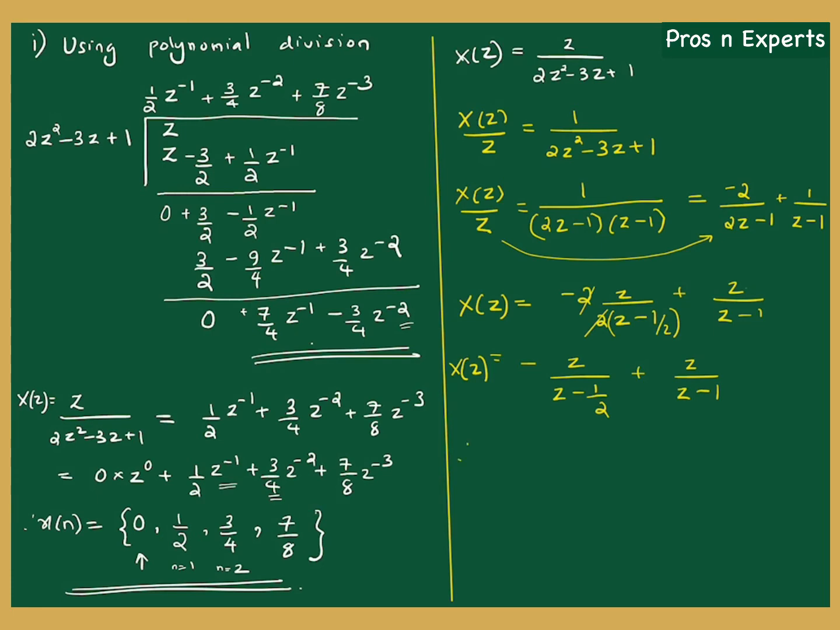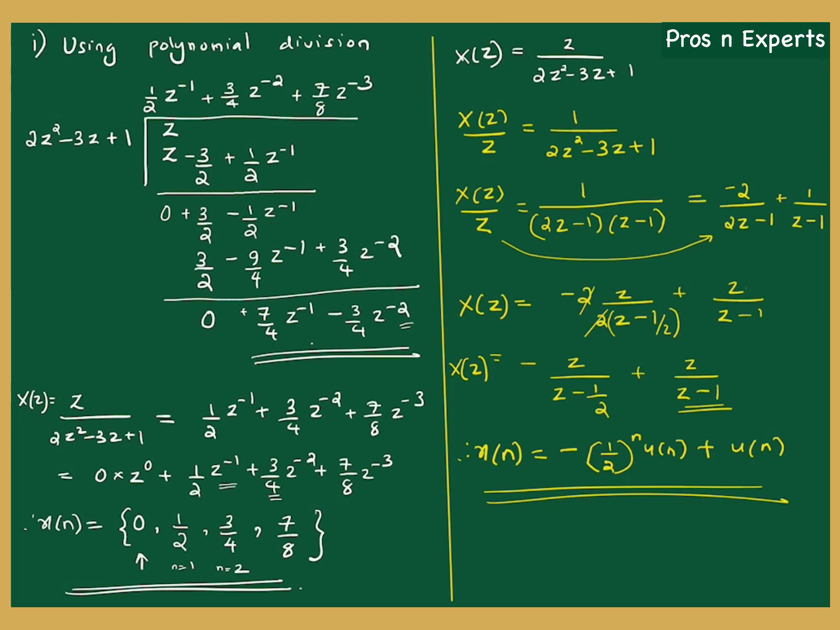So what is the inverse transform? Therefore x of n is equal to minus, what is the inverse transform of z by z minus half? It is half raised to n u of n, plus what is the inverse transform of z by z minus 1? It is simply u of n. Okay, so this is the inverse transform, and it makes perfect sense.